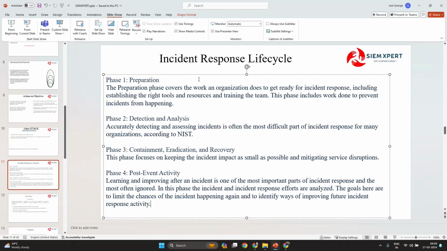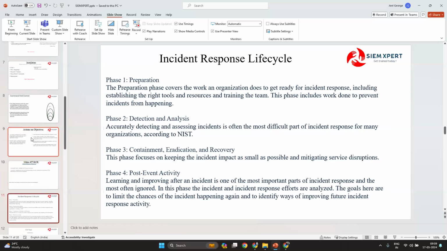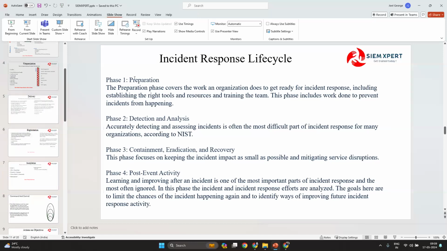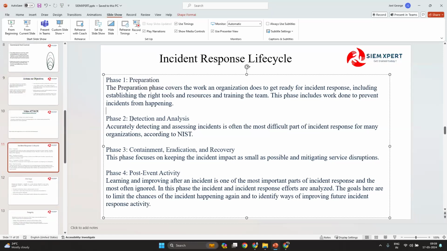So this is mainly the incident response lifecycle. From an interview perspective, just know these phases, and stick to one of the frameworks, NIST or SANS. This is the NIST framework, and like how I explained the MITRE framework, give a basic understanding of each phase.